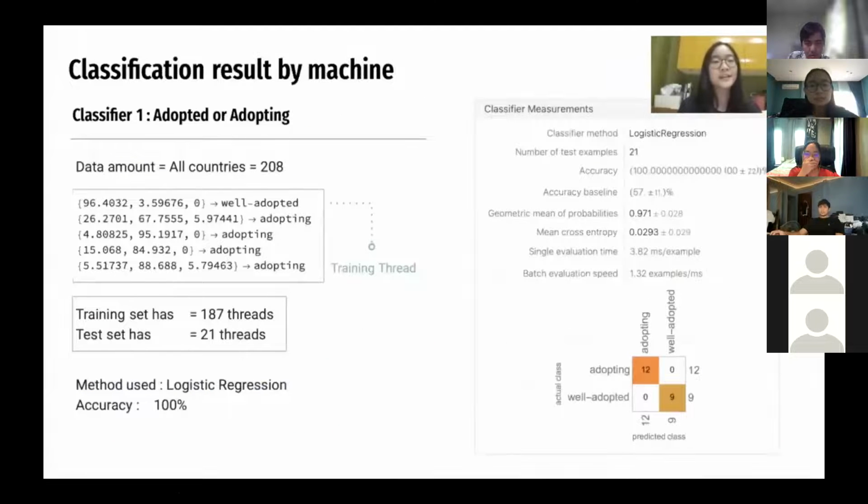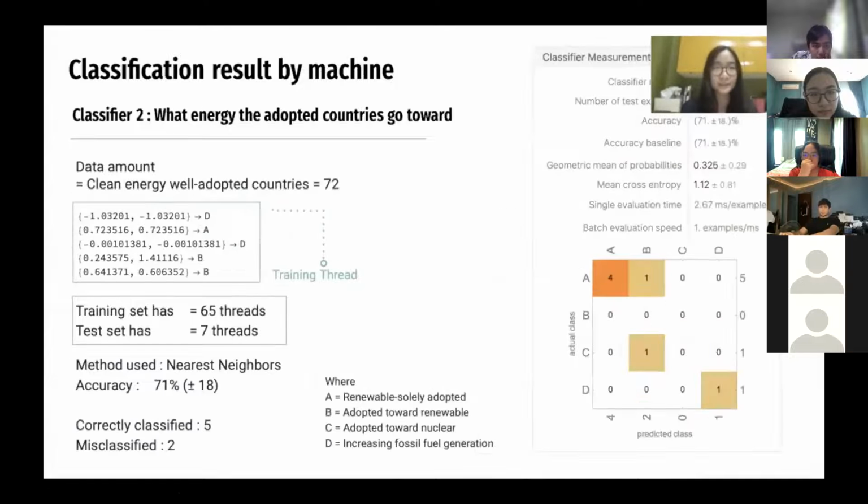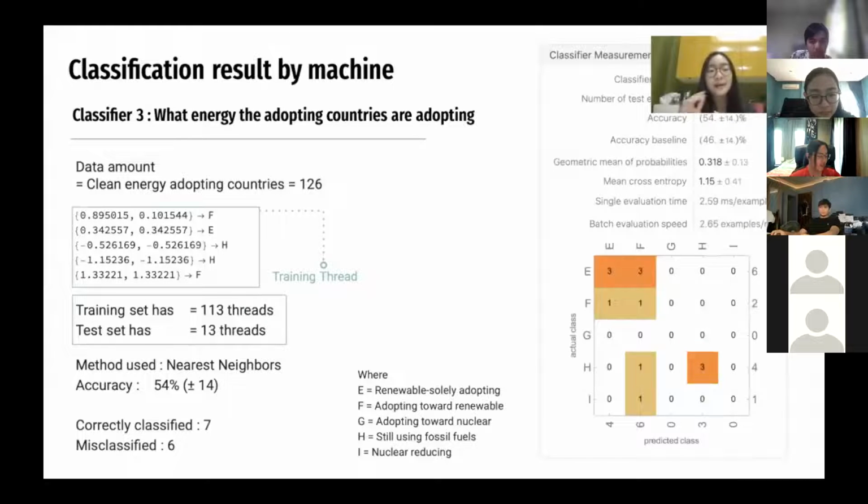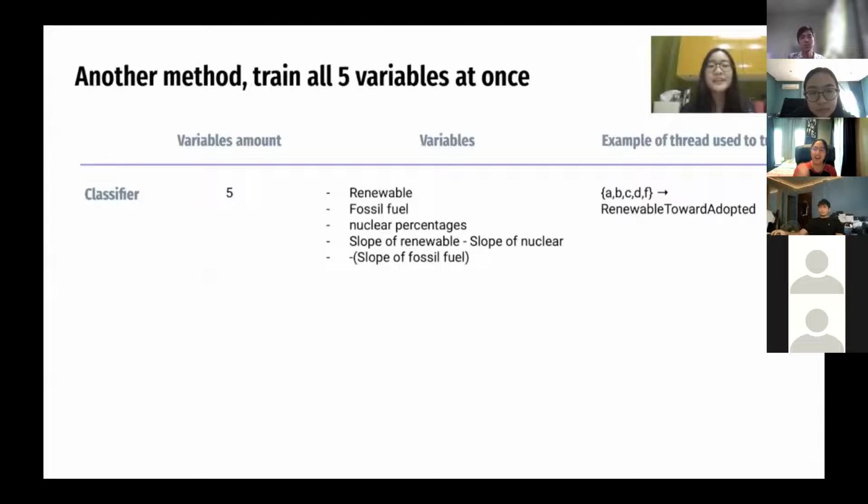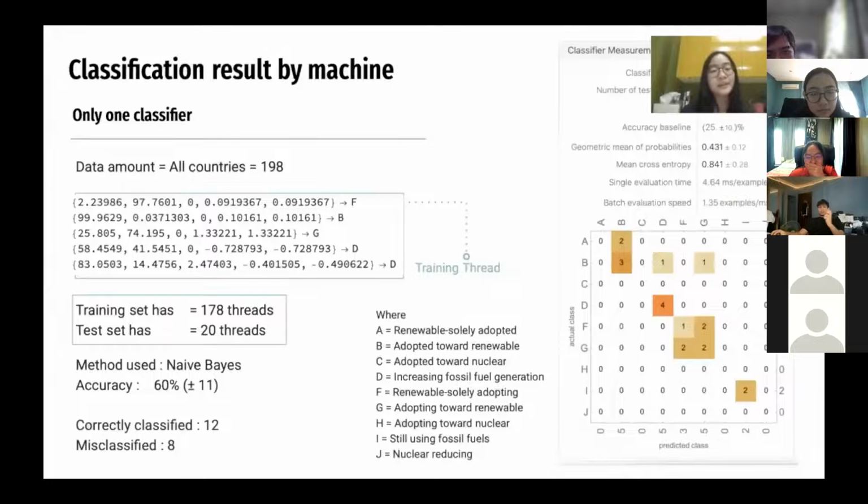My first classifier classifies between adopted or adopting. The results turned out that it used logistic regression and the accuracy is 100%. The second classifier classifies among the adopted countries; it used nearest neighbors and the accuracy is 71%. The third classifier classifies among the adopting countries; it used the nearest neighbors method, and the accuracy turned out to be 54%. But after I did my 3 classifiers, I realized that I could train all of them at once, including all the variables used. It turned out that the method it used is naive Bayes and the accuracy is 60%.